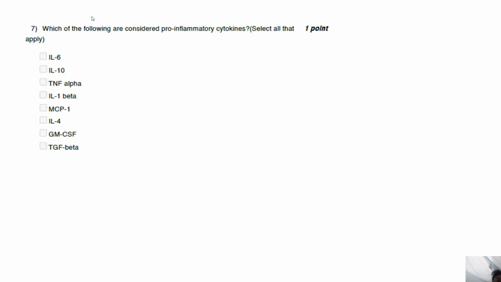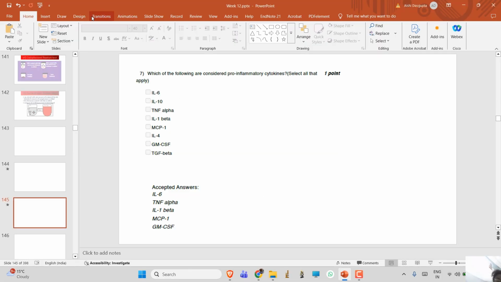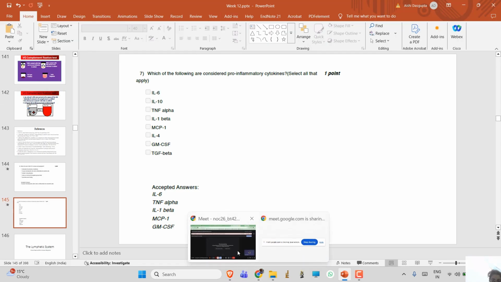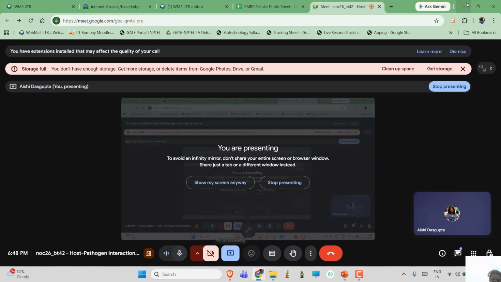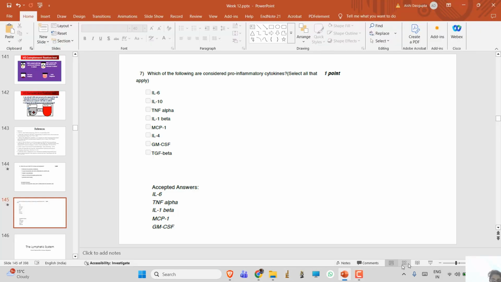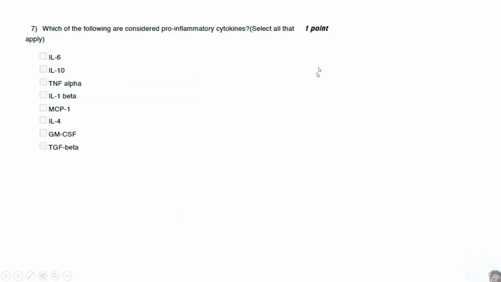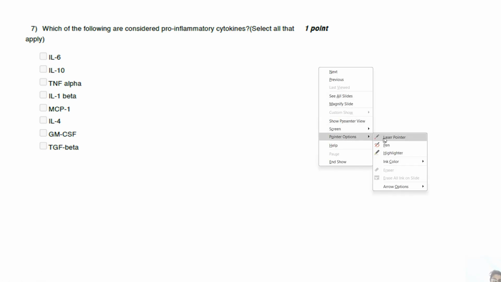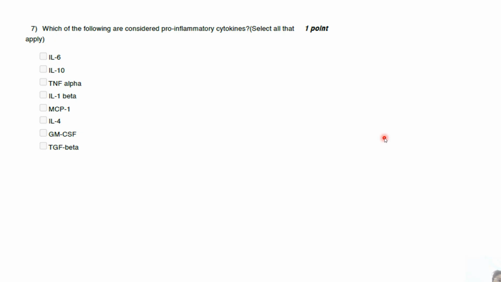The next question is, one sec, let me check. Okay, so the next question is, which of the following are considered pro-inflammatory cytokines? Select all that apply. So it is a multiple select question.